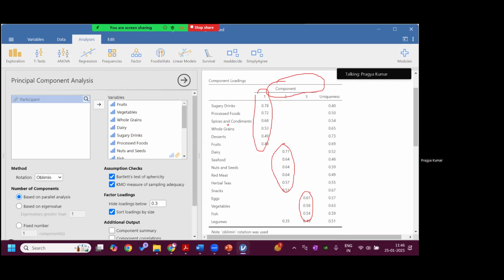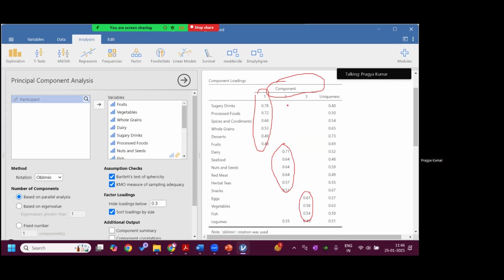We have just created it taking the reference of that article. It is not real data. So don't go by the interpretation or why this has grouped together. Just see the concept. In this simulated data, you can see sugar, drink, processed food, whole grain, dessert, fruits coming into one component. Dairy food, nuts, seeds, red meat come into another. And eggs, vegetable, fish, even vegetable has come here. You might find it a little weird, but since it is not actual data, just think of some other category which you can explain.